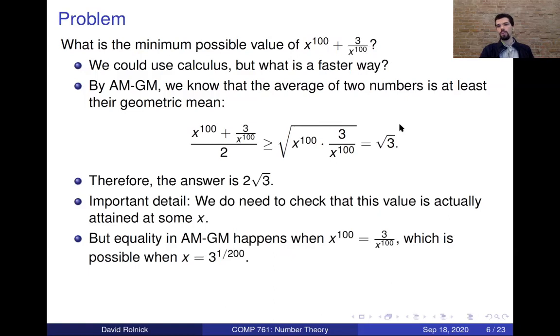Another detail, which I also sort of glossed over, is you can only apply AMGM to positive or non-negative numbers. But these are non-negative because they're 100th powers, and 100th powers are in particular squares, so they're always non-negative by the trivial inequality. Are there any questions about this or any of the inequalities we've just gone through?